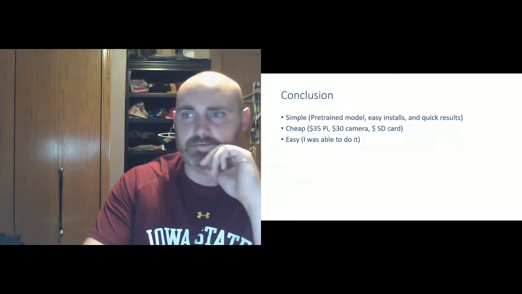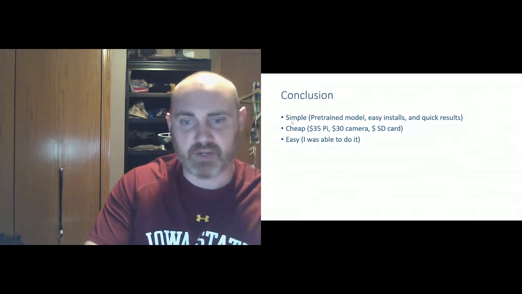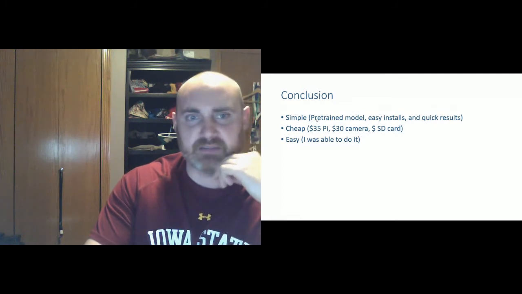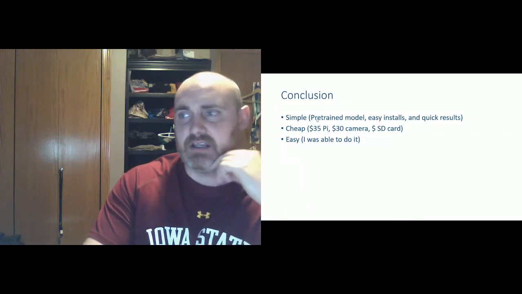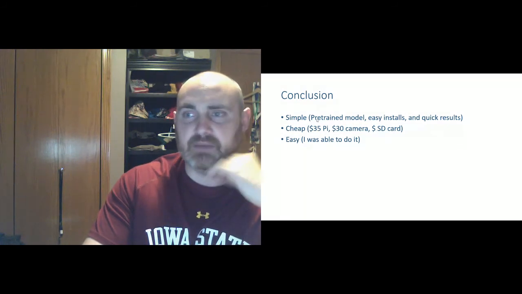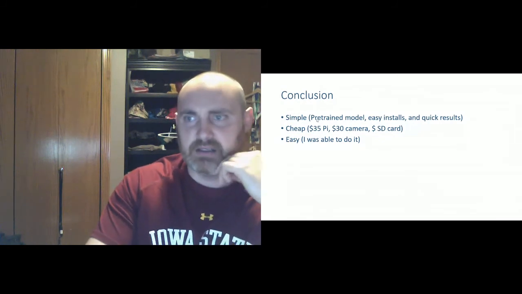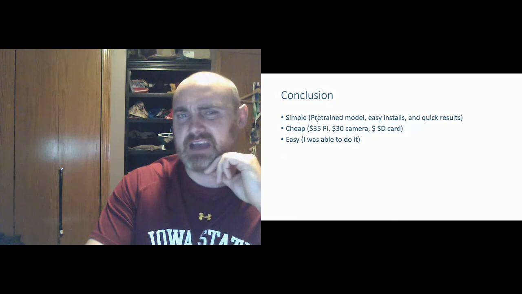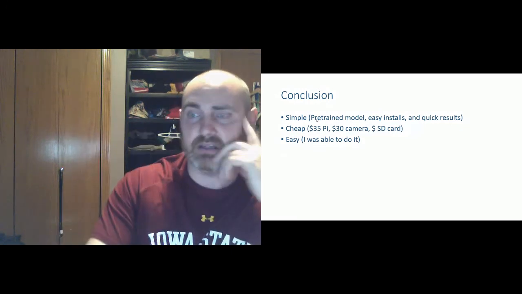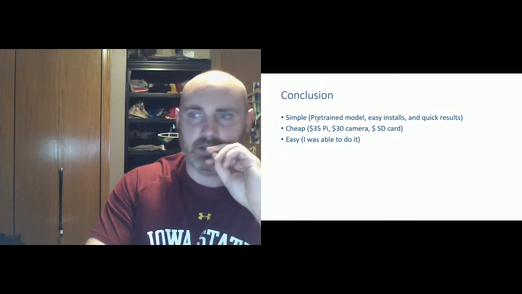So to wrap this all up, it's simple. Like I said, I walked through it in 20 minutes, and it probably takes you an hour to do. Use a pre-trained model. You don't have to have any of the processing power, any of the processing costs, easy installs, and then you get results right away. It's cheap. Like I said, I think the Pi is still $35, camera's $30, and then an SD card. I'm not sure about the Mini, if that works or not. I haven't tried it. And then it's super easy. There's nothing in here that I couldn't train my 12-year-old to do. So it's easy.